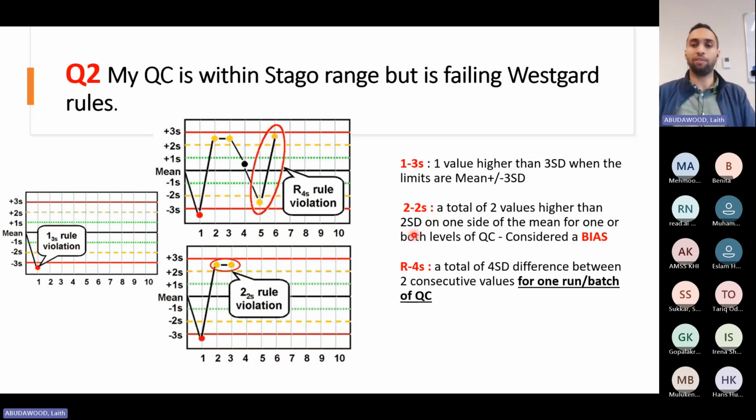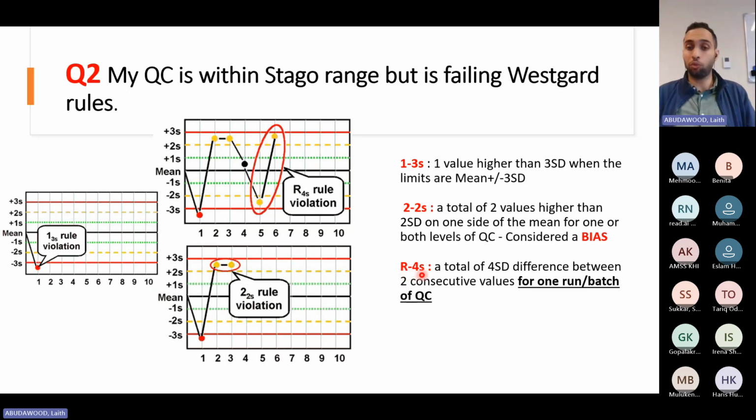How about, for example, if I run N higher than 2 standard deviations and P lower than 2 standard deviations. This is a rule that's called R4S. R stands for range. So this means that the range between 2 consecutive measurements, either in the same level or 2 different levels of QC, the range between the 2 consecutive runs, for example, the 2 runs that I did this morning, not one from yesterday, one from today.